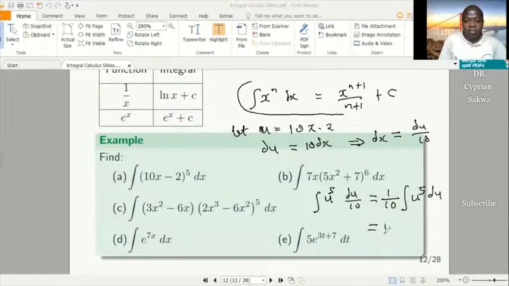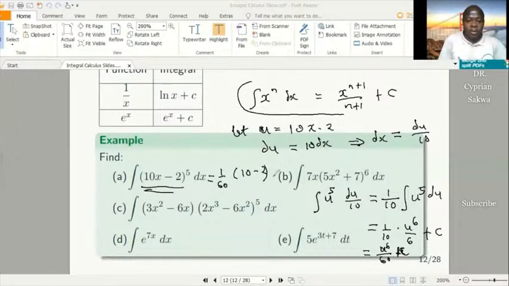This will be 1 over 10. The integral of this will be u raised to 6, divided by the new power, which is 6, and then we add the constant of integration, so that the answer will be u raised to 6 over 60 plus c. You're only left with one task, and it's not hard: substituting u, because u was not in our original question. We substitute u as 10x minus 2. So our final answer is 1 over 60 times (10x minus 2) raised to 6, plus the constant of integration. It's very easy doing this integration.